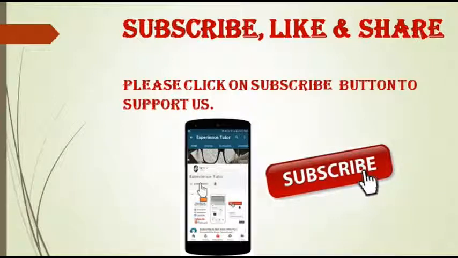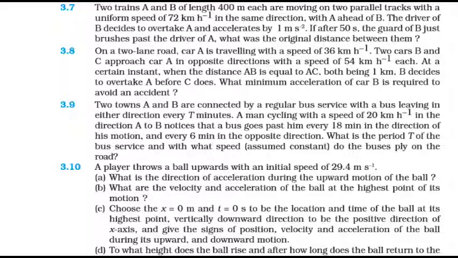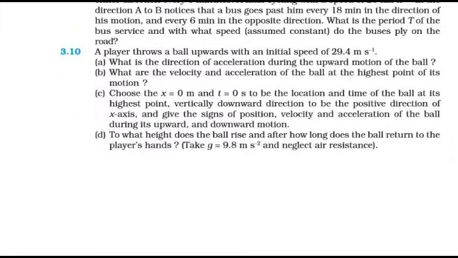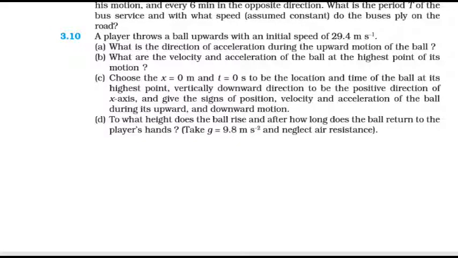Let us begin with the lesson. Today we'll start with the sum number 3.10. A player throws a ball upward with an initial speed of 29.4 meter per second. A.